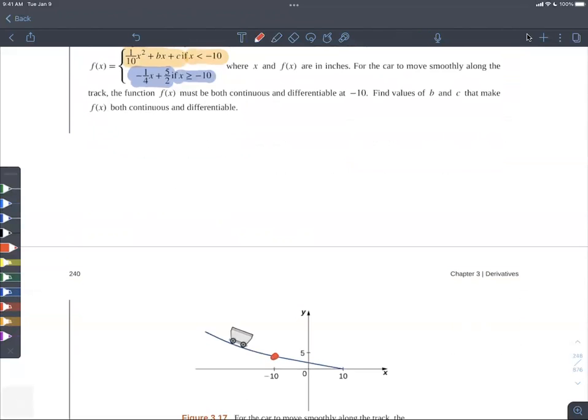Of course it makes sense that this track, at the red dot, is where we're worried. This track should definitely be continuous, because if there's a jump discontinuity, an infinite discontinuity, or a removable discontinuity, especially a jump discontinuity, the car would not run smoothly across that. And we also want it to be differentiable. We don't want there to be a corner or something, so that the car can travel smoothly. So let's go ahead and take a look.